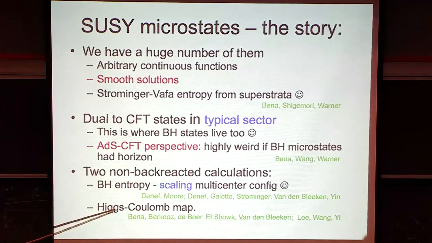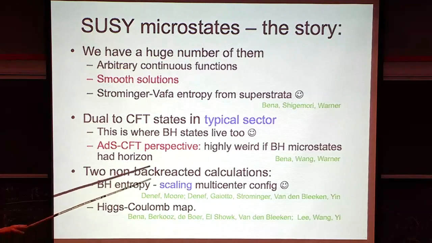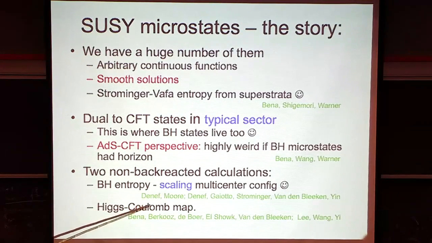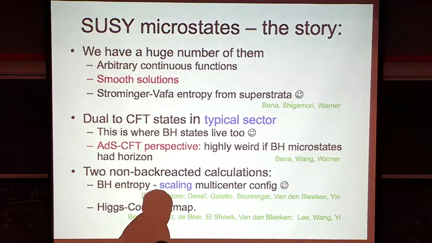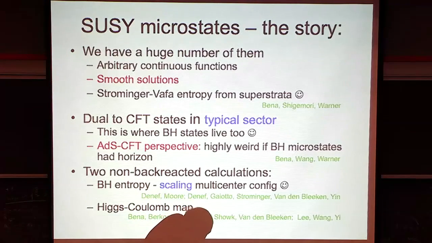Now, there are two non-back-reacting calculations which are done in 4 dimensions, and which argue that one can get a black hole entropy by looking at scaling multi-center configurations. Which, again, if you turn on back reaction, actually correspond to these microstate solutions. One of them is using something called black hole deconstruction by Denef, Gaiotto, Strominger, Van den Bleeken, and Yin. And there's another one which we call a Higgs-Coulomb map. That's something which I did in collaboration with Micha Berkooz, Cyril Shah and Dieter Van den Bleeken, and also Li Wang and Yi had a similar paper soon after.